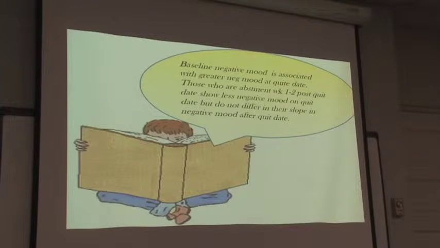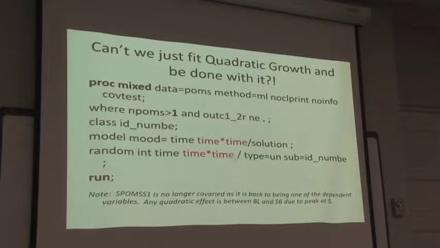So what's the story so far? Baseline negative mood is associated with greater negative mood at quit date. Those who are abstinent 1 to 2 weeks post-quit date show less negative mood on quit date, but do not differ in their slope in negative mood after quit date. Okay? That's the story so far. Any questions? Actually, I might speed up a little.